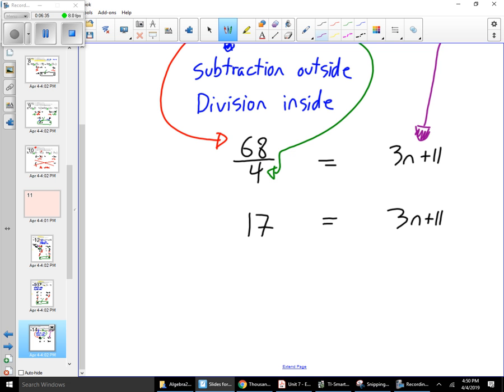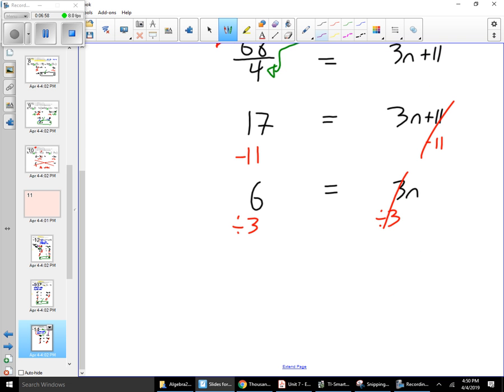And now I'm just left with a two-step equation. My two steps will be to subtract 11. Goodbye. 17, take away 11 is 6. And then last but not least, to get that n by itself, we can divide. That leaves us with a value for n. 6 divided by 3 is 2.